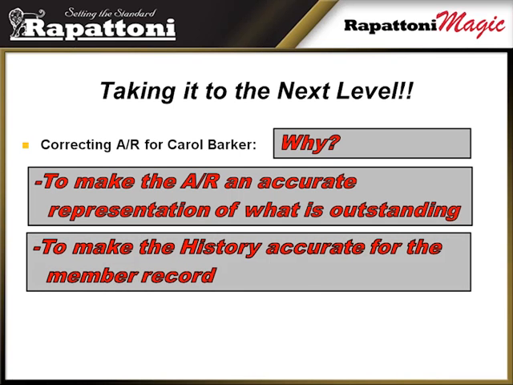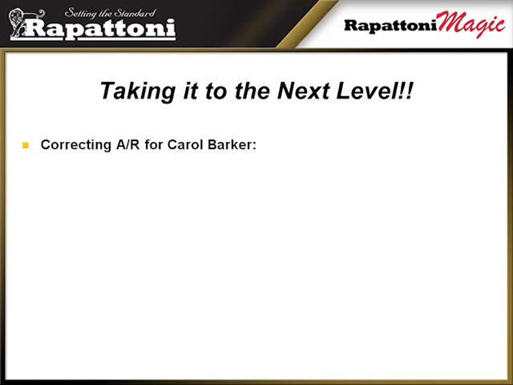We also want to make sure the history is accurate for that member record. Right now, on Carol's history record and her member record, it says that she has paid her dues. She has not really paid her dues. So, the steps we're about to make will rectify that. The first step is we're going to create a credit or negative invoice using the original charge codes.